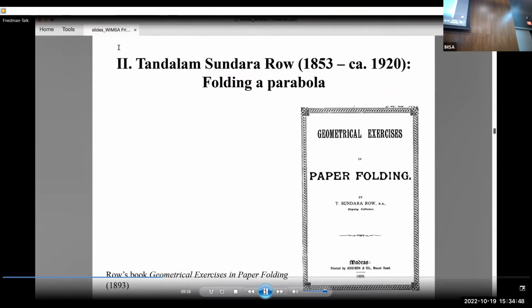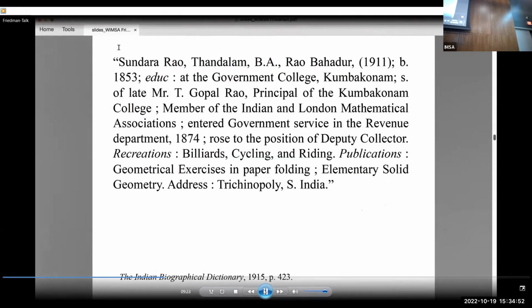In the Indian Geographical Dictionary, published in 1915, the following entry can be found. I'm not going to read all of it, but the last lines are important, that is, the lines that lead to the publications. One is the Exercises in Paper Folding, and the other, a later one, Elementary Solid Geometry, which also tries in other ways to construct elementary solids with folding.